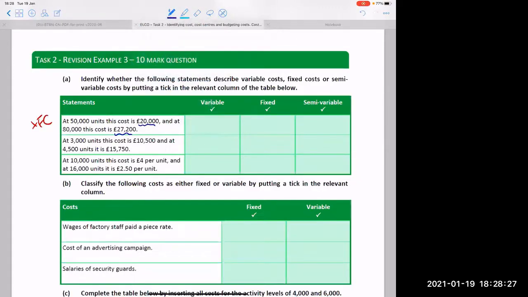I'm going to look at what is the cost per unit. £20,000 divided by 50,000 units, 0.4 or 40p per unit. £27,200 divided by 80,000 units gives us 34p per unit. So we've ruled out fixed costs because total costs are moving. We can now rule out variable costs because cost per unit has moved as well. And that's how we know that we've got a semi-variable cost, because total costs are not constant and cost per unit is not constant either.